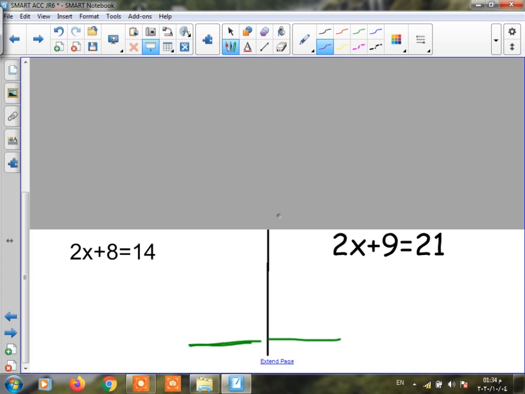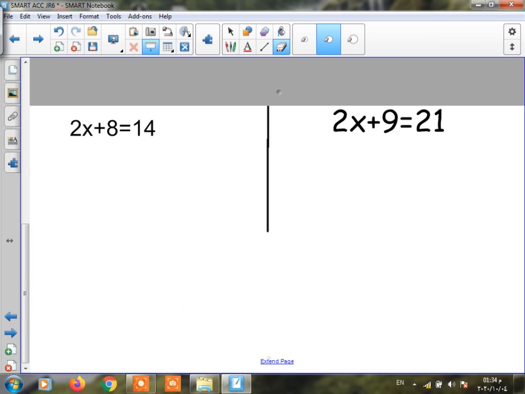I want to find the value of the unknown x. My equation is 2x plus 8 equals 14. Number 1, I want to get the value of the unknown x. So move the number beside x out by a different sign. The plus 8 gets out by a different sign.